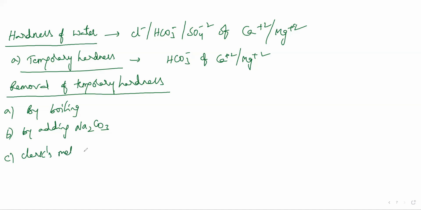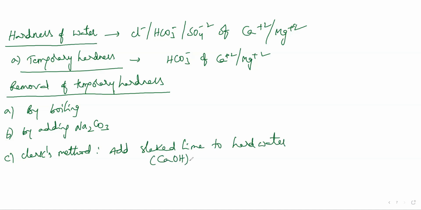Third one is Clark's method. So what is Clark's method actually? Add slaked lime to hard water. What is slaked lime? Calcium hydroxide. Just add calcium hydroxide to hard water and boil that water. So temporary hardness will be removed. Next one, permanent hardness.